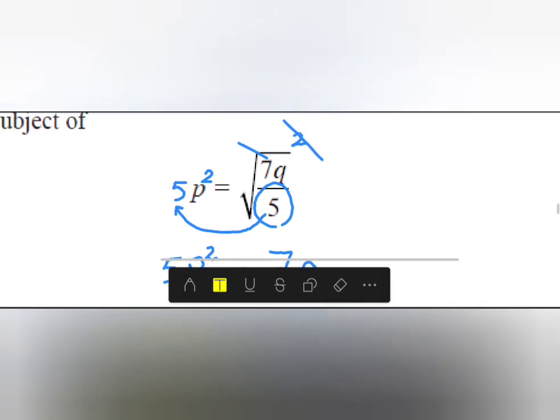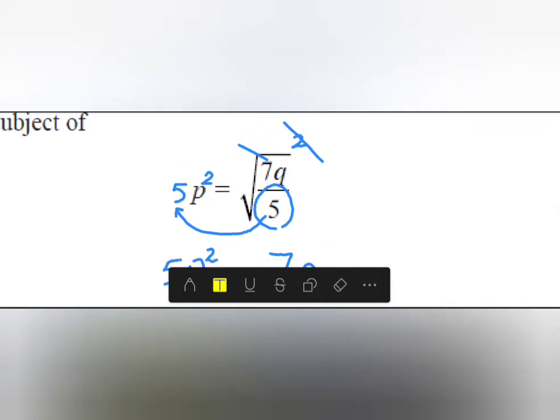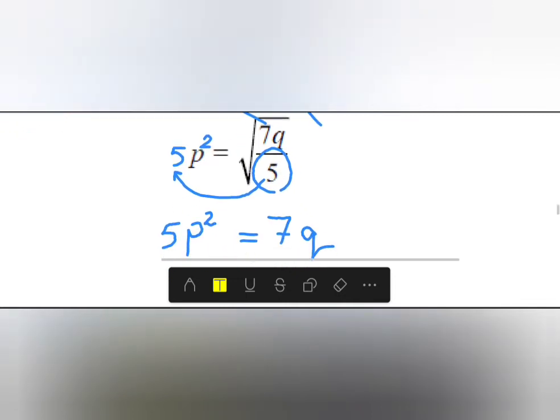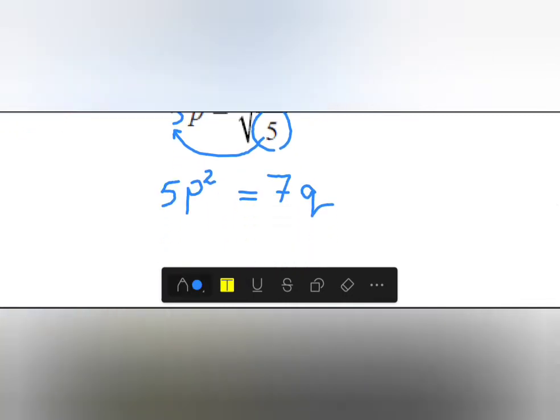Now, as I told you, you have to write your steps and they have to be clear. And if it's needed, do every step alone. Don't jump to the answers. Make sure that it's obvious and the teacher can see all the steps and they have to be clear. Now let's move on. So 5p squared equals 7q.